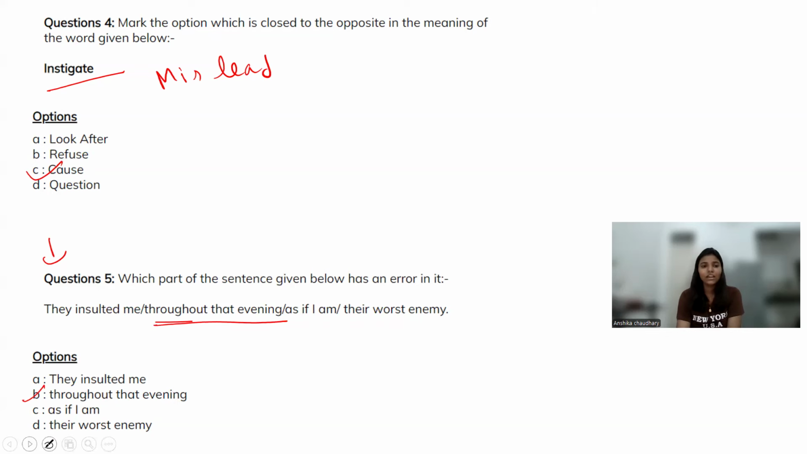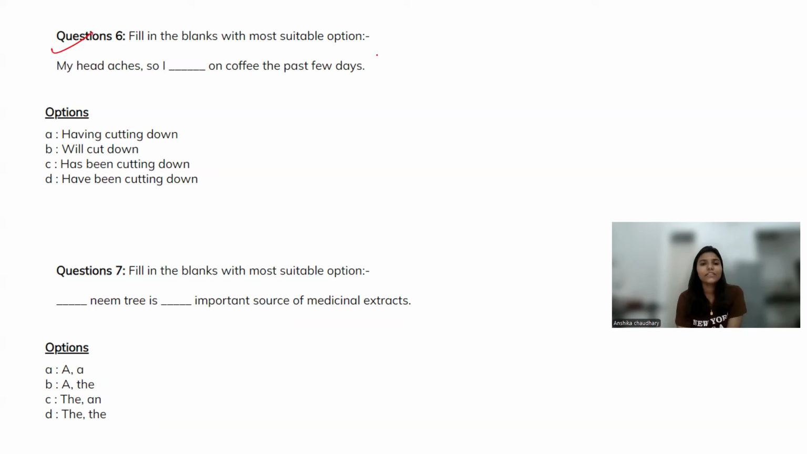All right, so let's see the next question. Again, choose the suitable option. My head aches, so I on coffee the past few days. So see, this is a kind of present perfect continuous tense because something is happening continuously for the past few days. So we will be using has been or have been, right? We will use has or have according to the subject, but been will be there. My head aches, so with I we will use have been cutting down. So I have been cutting down coffee because my head aches, right? So I have been cutting down coffee the past 2 days.